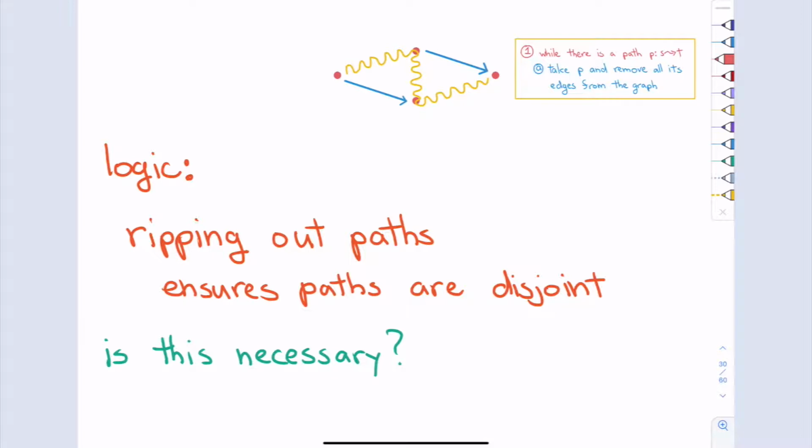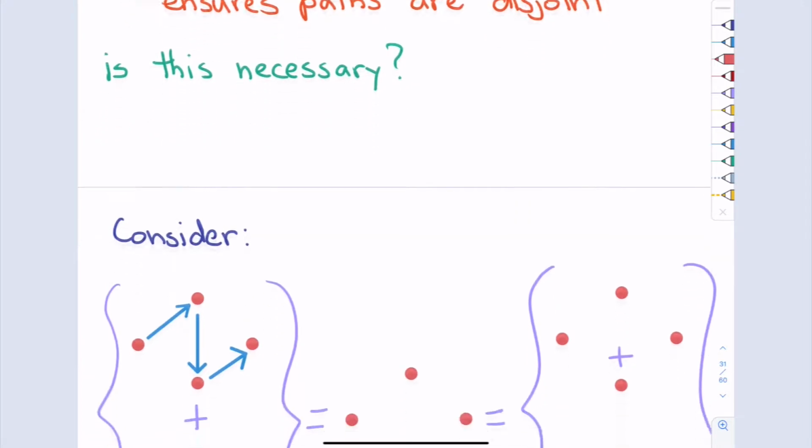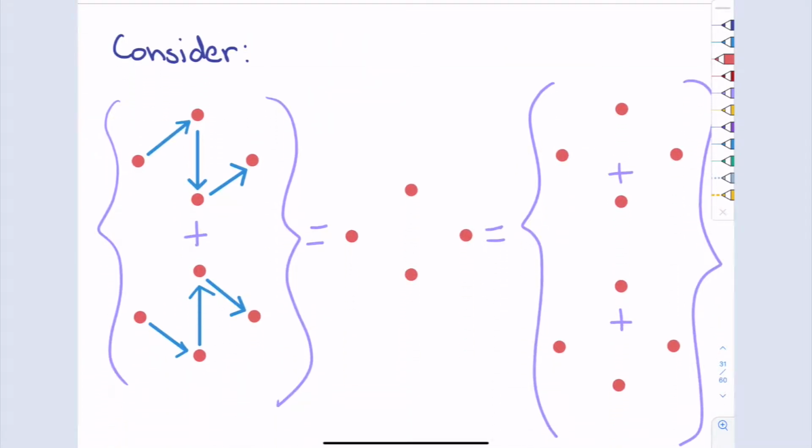Okay, so the logic is very clear. Ripping out paths is very safe. It's conservative. It makes sure we never reuse an edge. But it's also a little overly safe, in the sense that once I ripped out those edges, it seemed hopeless. So we're going to question this premise. Is it really necessary to remove all the edges? Is there an alternative? Let me suggest this to build some intuition.